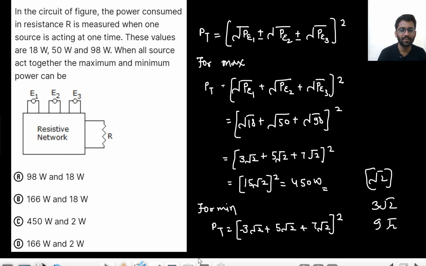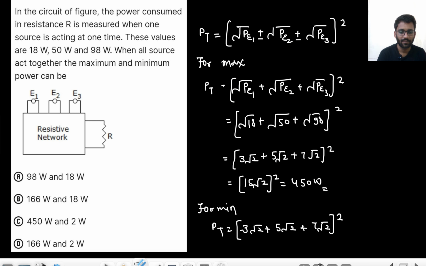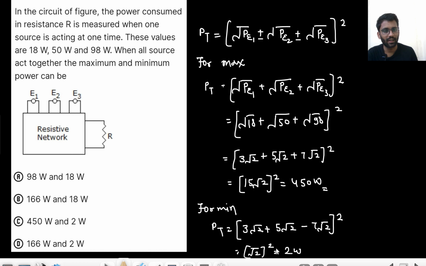So basically you will get the minimum at only the first condition, in which these two are added and this one is subtracted. The two minimum ones are added and the one maximum is subtracted. So 8 root 2 minus 7 root 2, that means it will give me root 2 squared, equal to 2 watt. So this is the minimum condition only. You can try other conditions as well, but they won't give minimum results.